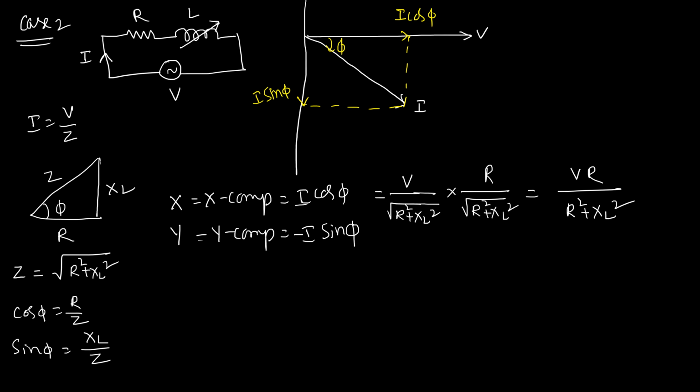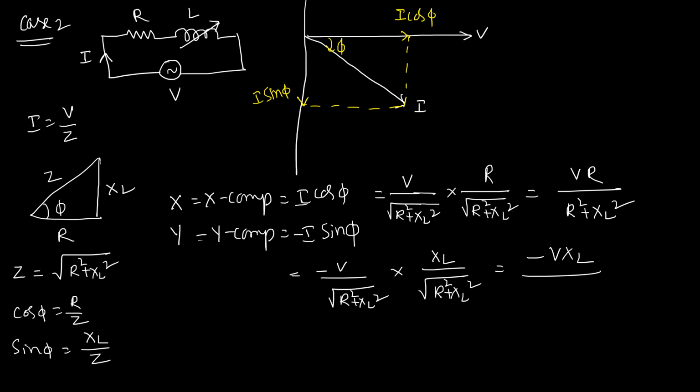Now go for the y parameter, that means the y component, minus I. So minus V by root of R square plus XL square, into sine phi, that is XL by Z, meaning root of R square plus XL square. So you'll be getting minus V XL by R square plus XL square. Call it equation 1 and this one equation 2.